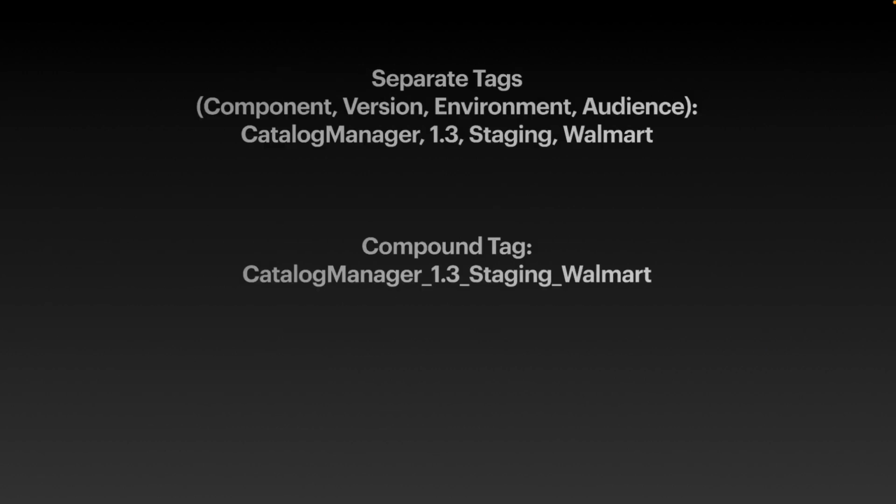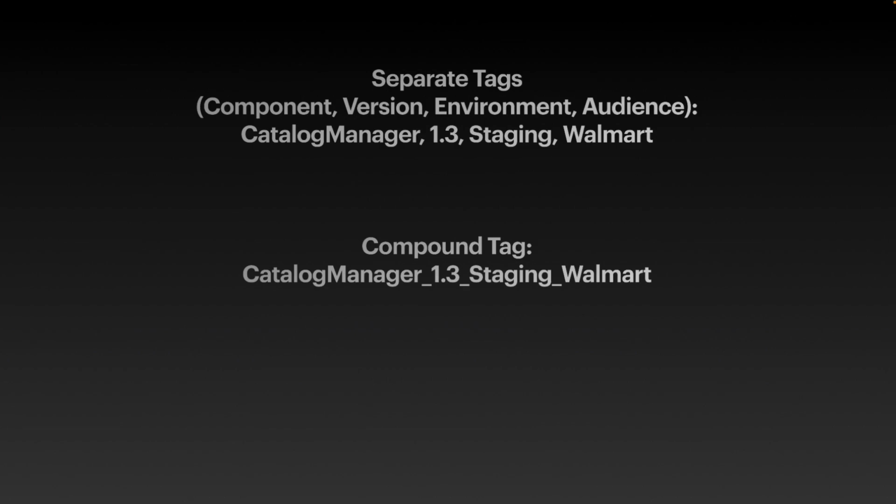Following these recommendations, a Lightrun agent might be configured with the following tags: Catalog Manager, 1.3, Staging, and Walmart. However, assigning all of these elements as separate tags might have some unintended consequences. A developer may target an action to an individual tag, for example, staging, and thereby send the Lightrun action to all agents with a staging tag, only some of which have the source file which the developer is looking at.